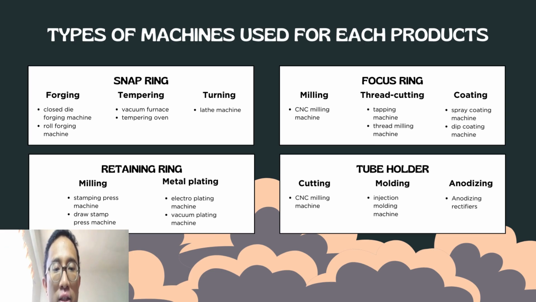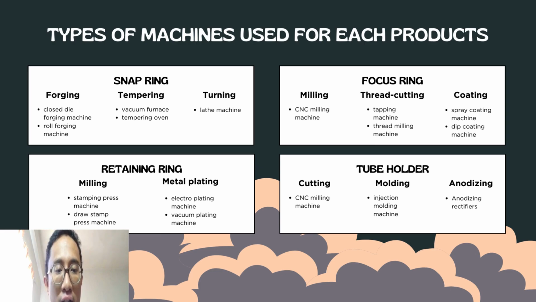For the snap ring, we use forging, tempering, and turning. For the forging process, we use a closed die forging machine and a hollow forging machine. For the tempering process, we use a vacuum furnace and a tempering oven. As for the turning process, we only use a lathe machine.